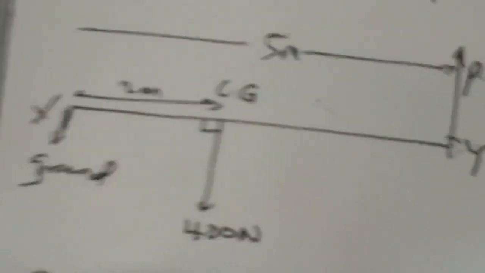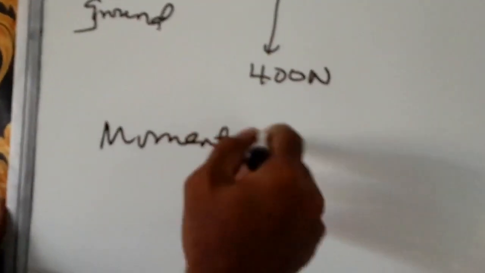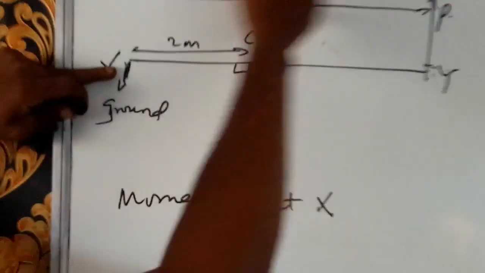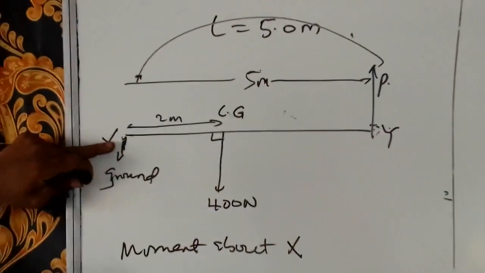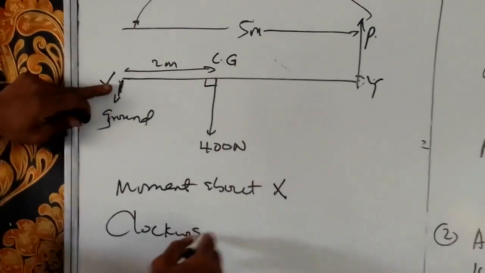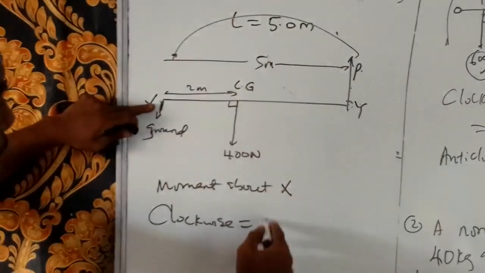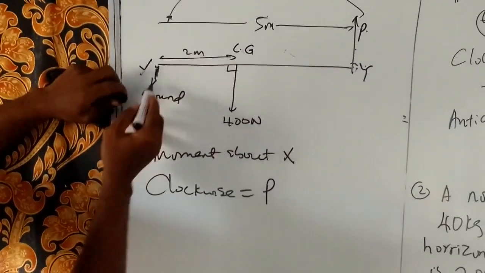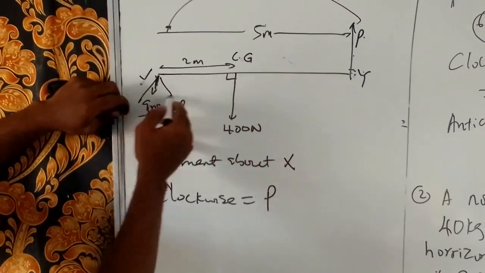So taking moment about S, taking the place as our turning point, this moment will be taken as clockwise. So the clockwise moment will now become the force P and the distance measured to where you're taking your pivot, assuming that the imaginary pivot is here.